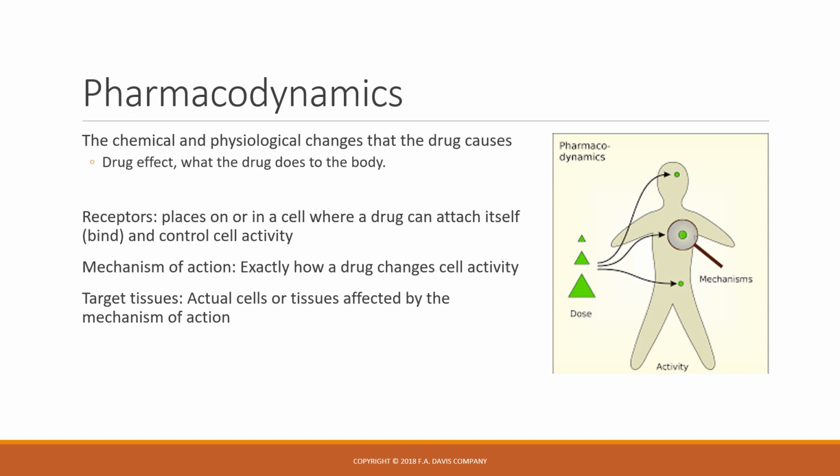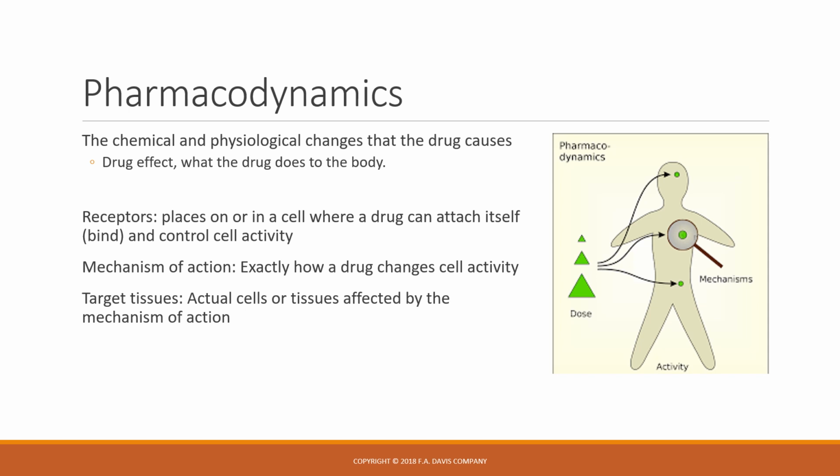Pharmacodynamics, you want to think about what the drug does to the body. Pharmacodynamics is the chemical and physiological changes that the drug causes. When you think about pharmacodynamics, you do think about a few important elements. Receptors are places on or in a cell where a drug can attach itself or bind and control cell activity. You think about the mechanism of action, which is exactly how a drug changes cell activity, as well as target tissues, which are actual cells or tissues affected by the mechanism of action.